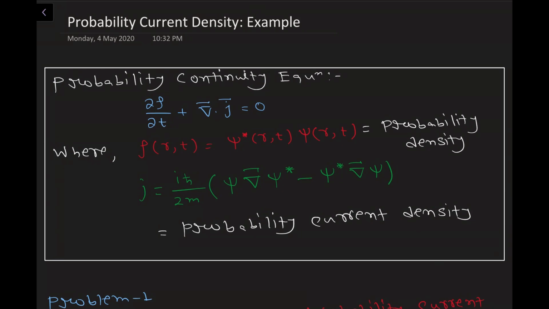In the previous video we derived the probability current density term, as well as the probability continuity equation. We also discussed what is meant by probability current density, as well as the meaning of the probability continuity equation. We explained these two terms in detail in the previous video. The link is given in the description.